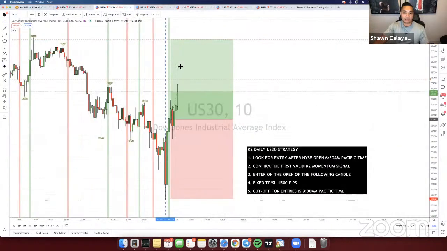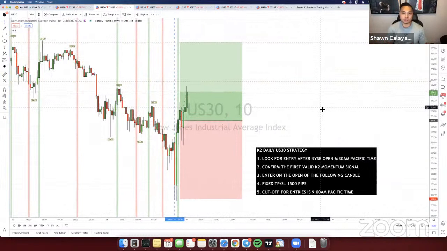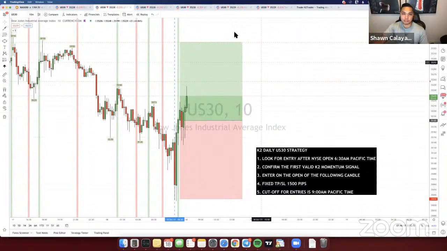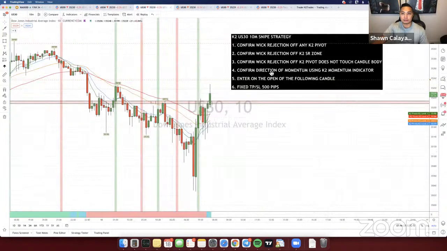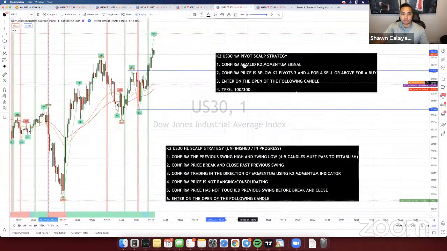Looking back at the daily entry, it's kind of just bouncing around this area here. And this is just to be on the safer side, right, Gary? Because I don't want you to take risky trades and then lose a trade and not understand what happened. But yeah, these are the main strategies that we apply. It's the daily, the snipe, the 3-minute pivot scalp, and the 1-minute pivot scalp.